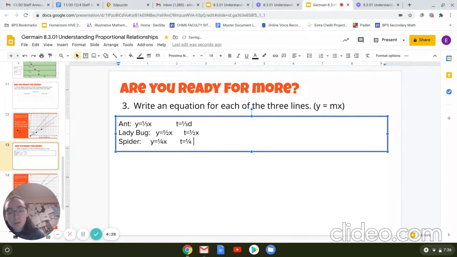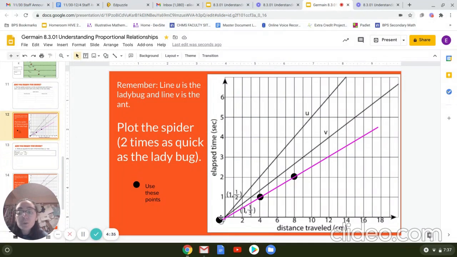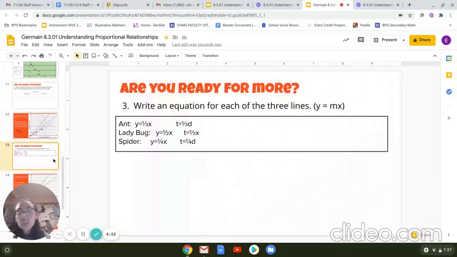Oh, wrong thing here. D is our distance. Our distance times 1/4 is going to be equal to our time. So let's prove that by saying our distance is 4, our time is 1. 1 is 1/4 of 4. 1 is 1/2 of 2. 1 is 1/3 of 3. Okay? So these would be our equations here. If you didn't get those correct, or you didn't get them all written down, please make sure that you get those written down for yourself now, okay?